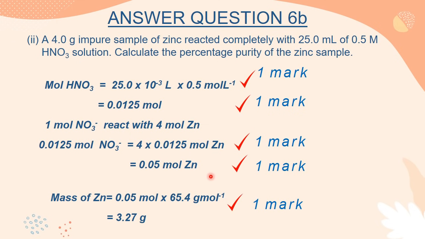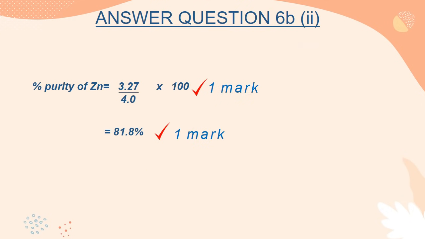So after that, we determine mass of zinc reacted. 0.05 mole times molar mass of zinc. So you get 3.27 grams zinc. So to determine purity of zinc, we get 3.27 divided by 4 times 100. So the answer will be 81.8%.